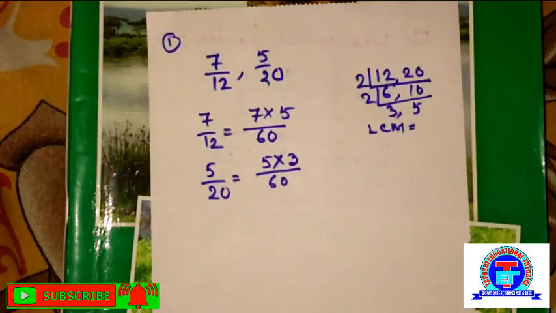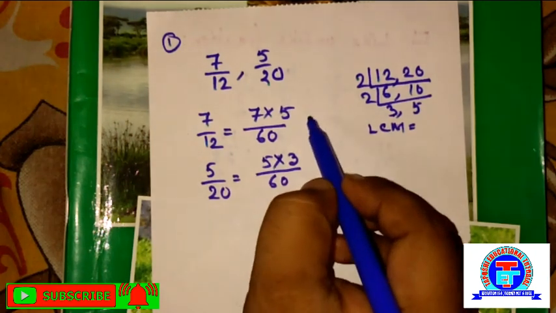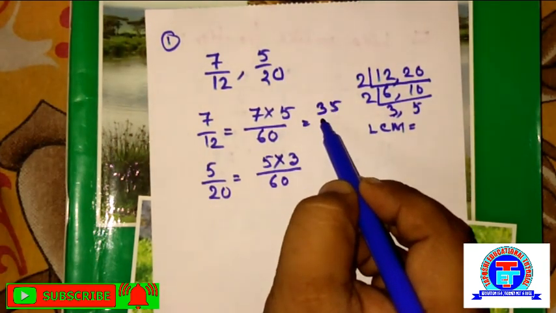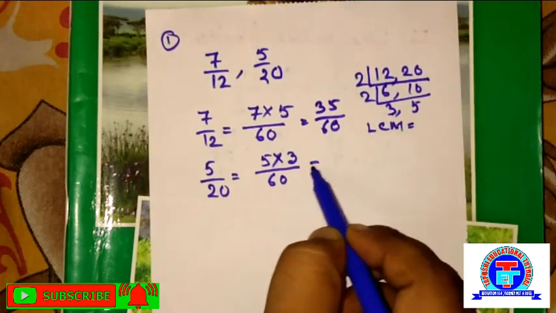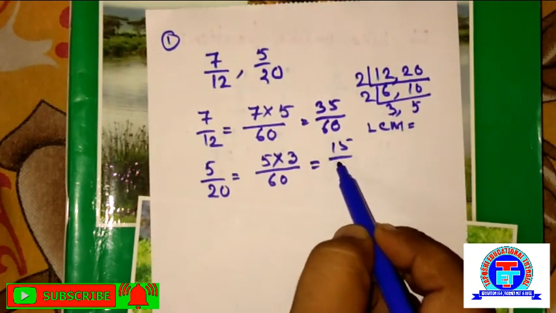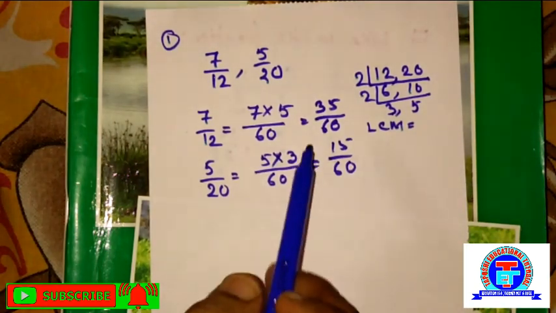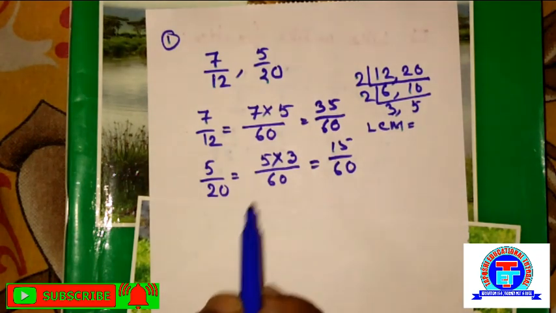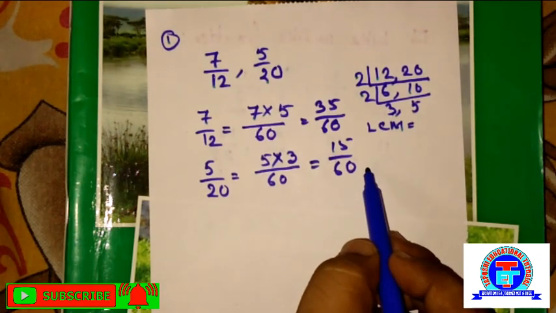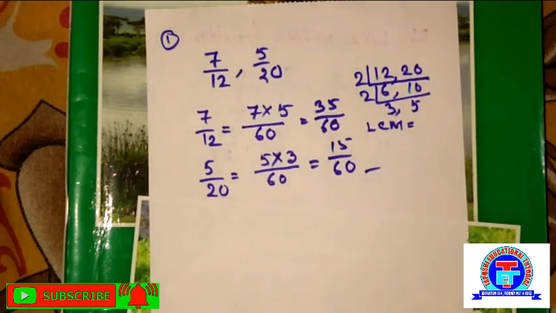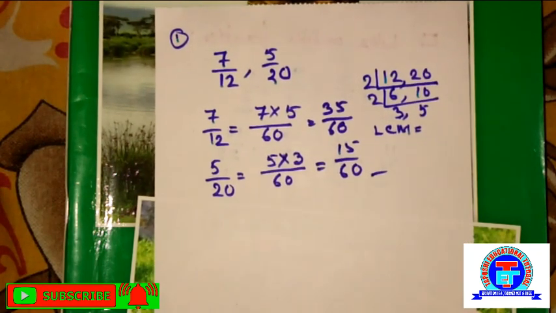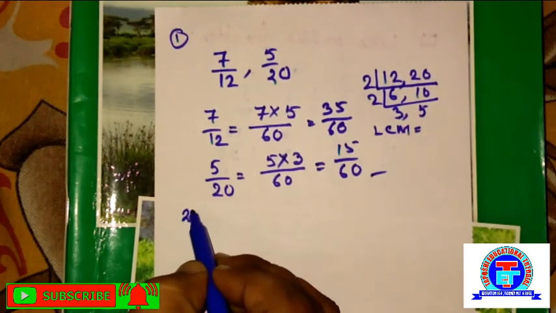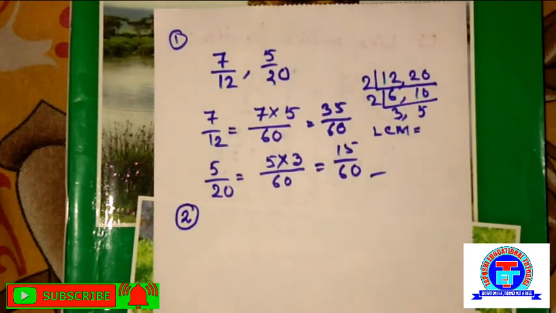As you know, whenever we multiply the same number with the denominator and the numerator also, it will become this one 35 by 60 and this one 15 by 60. Here we observe both fractions have the same denominator. That means this one became converted into like fractions, right? Now the second one we solve here. It helps for better understanding, right?